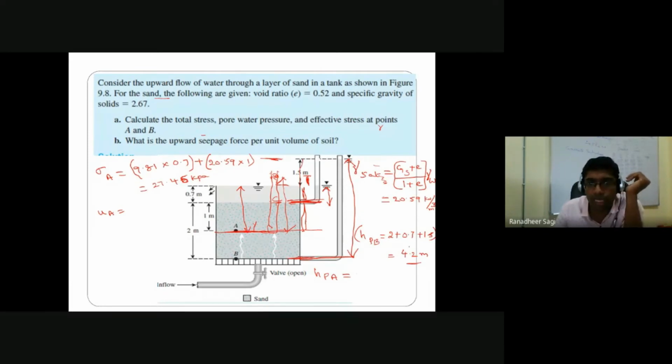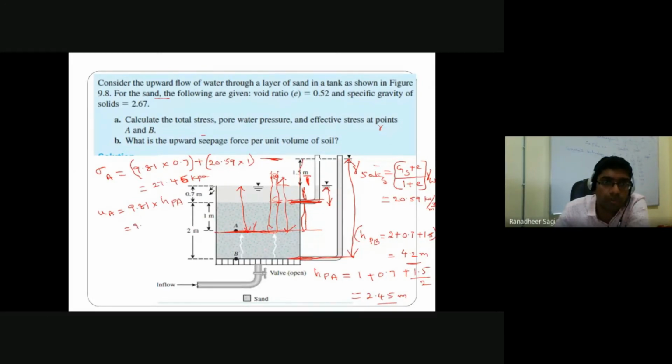So when I write down my pressure head value at point A, it is nothing but 1 meter plus 0.7 meter plus half of that head loss value, that is 1.5 by 2. So the pressure head we will be getting at point A is 2.45 meter. Once I know the pressure head at point A, the pore water pressure at point A is nothing but the unit weight of water, that is 9.81, into the pressure head value we have got at point A.